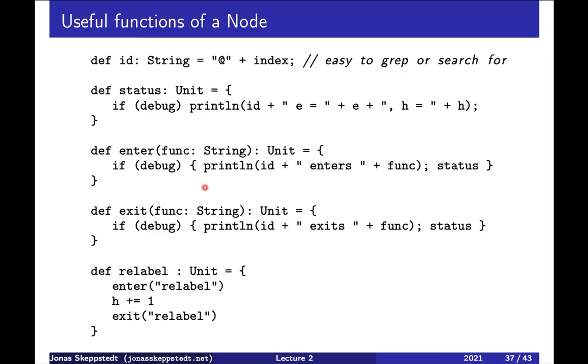Okay, and you may also want to have a function which prints out that an actor enters a certain function. For instance, if you want to do relabel, it doesn't return a value, so it's a void in Java and C. That's called unit in Scala. So it may do this: enter relabel and exit relabel. And here it clearly increments its height.